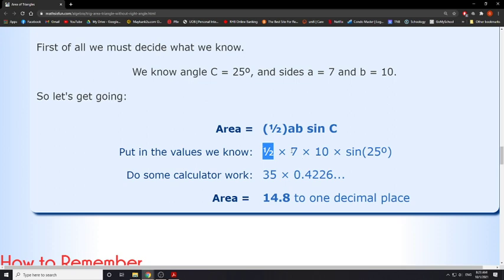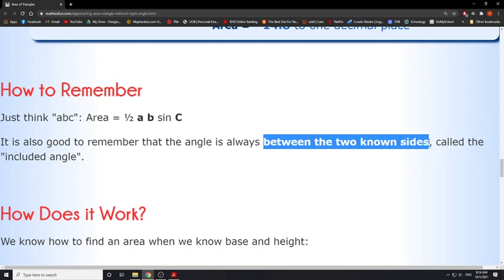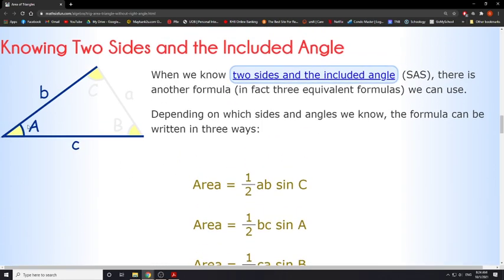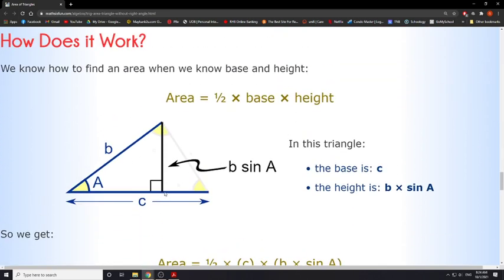So I substitute: I have the half, 7 is a, 10 is b, and 25 is C. This only works in degrees, so make sure you don't use radians here. Then I use my calculator, I solve, and I get 14.8. So just remember ab sine C, which means the angle is always in between the two sides. You can also remember it as SAS. So why is it like that?